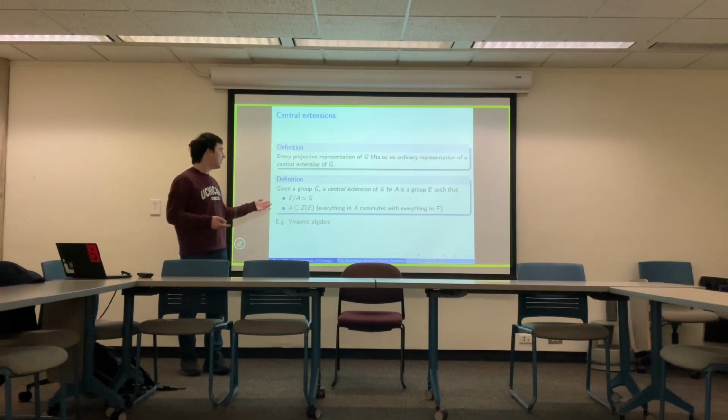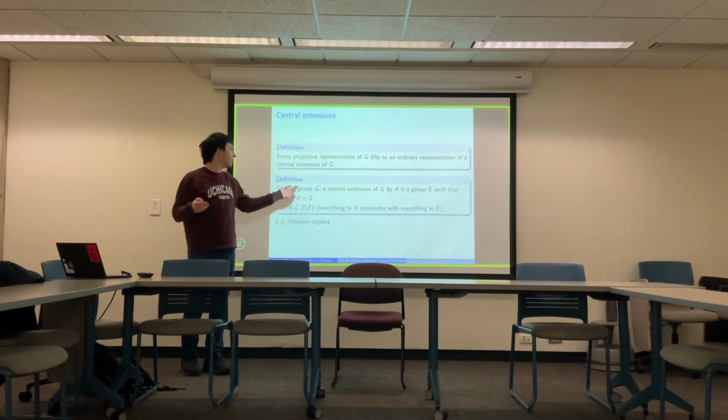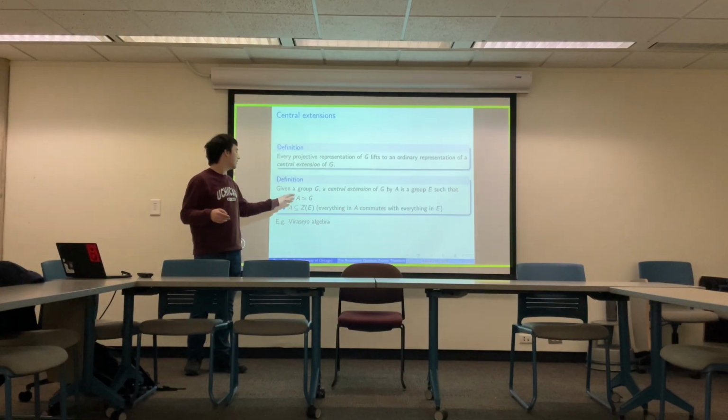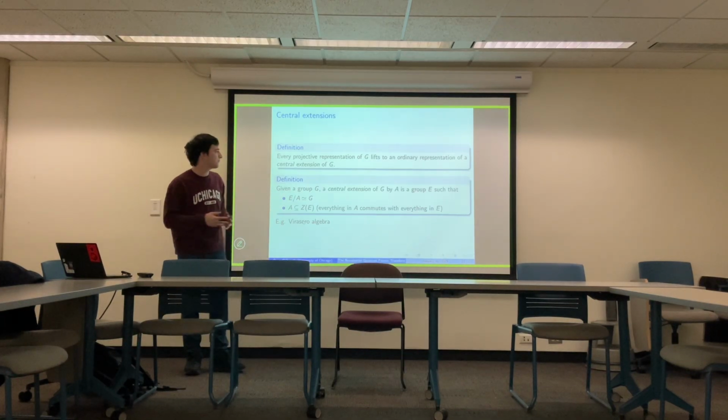A central extension is just, you intuitively should just think of it as you start with the group G, and you add elements into the center to make a bigger group. But more formally, it's this. It's this bigger group that has this abelian group as a quotient, and such that the abelian group commutes with everything in G.